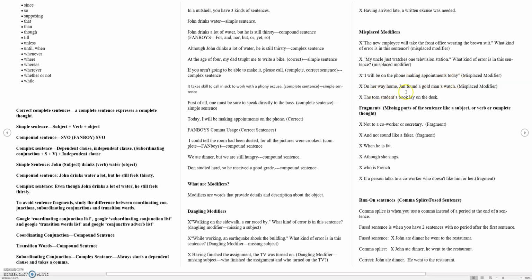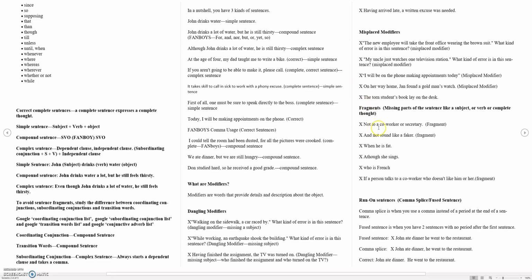On her way home, Jan found a gold man's watch. So the modifier always has to go before the noun that it modifies. So, on her way home, Jan found a man's gold watch. The torn student book lay on the desk. The word torn is in the wrong place because you can't have a student that's torn. It's the book that's torn. So you would say, the student's torn book lay on the desk.